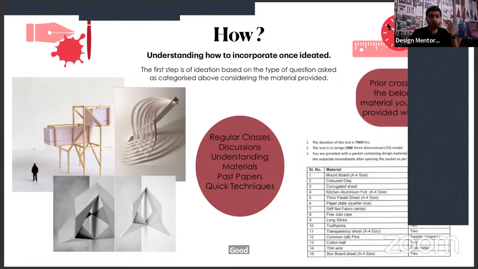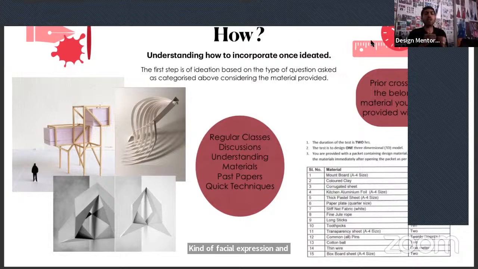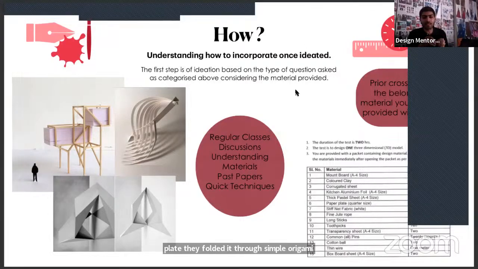For an example, last year there was a paper plate provided, and the question was in terms of making a model that expresses joy. Now, if you connect paper plate and joy, how are you going to use it? But there were certain smart solutions where students cut out the central part of the plate, used it as a kind of facial expression, and the zigzag part of the plate, they folded it through simple origami techniques, and it represents a kind of joy.